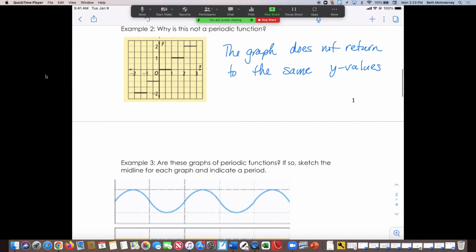All right, so in example 3, there are 4 graphs. Actually all 4 of them are periodic, okay? So what I want you to do is draw a midline halfway through the max and the min, draw that horizontal midline, and then sketch a period. And you can start at a maximum and sketch just one period length, or start at your minimum. It does not matter which you choose.